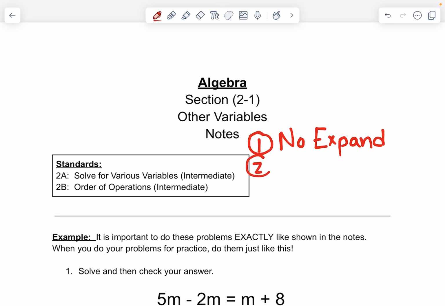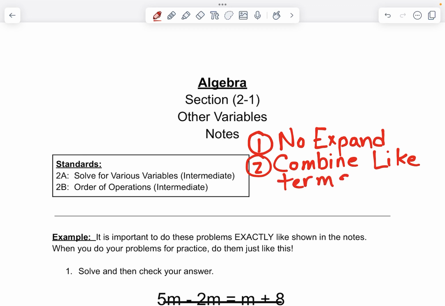We're also going to do something called combine like terms. And the third thing we're going to do is we're going to divide. And this is something more like maybe what you're used to when you're solving problems.